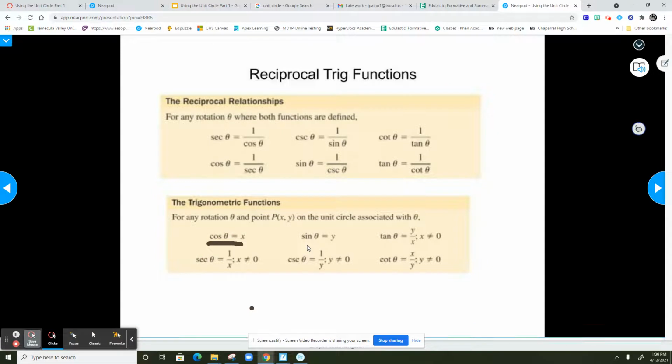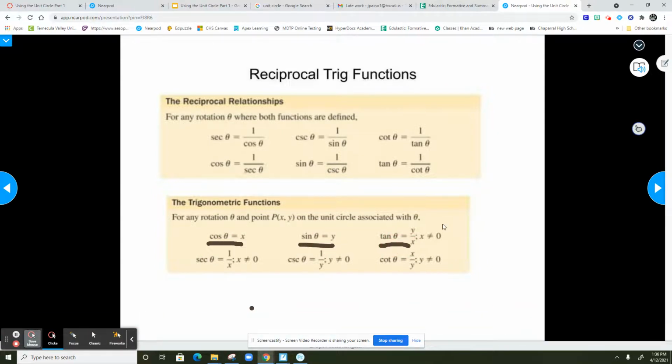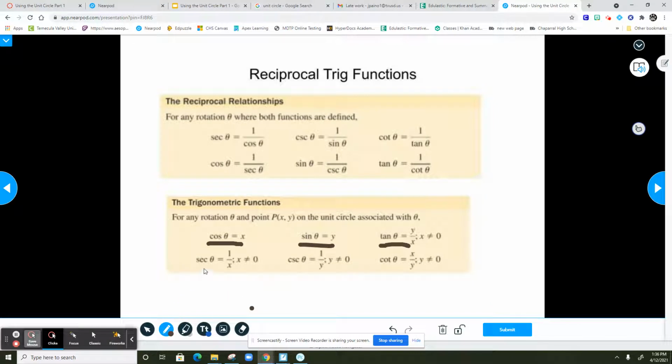Cosine of theta is always x. Sine of theta is always y. Tangent theta is always y over x, where x cannot be 0. And so secant is just 1 over x. So if you have the unit circle, just 1 over the x-coordinate.